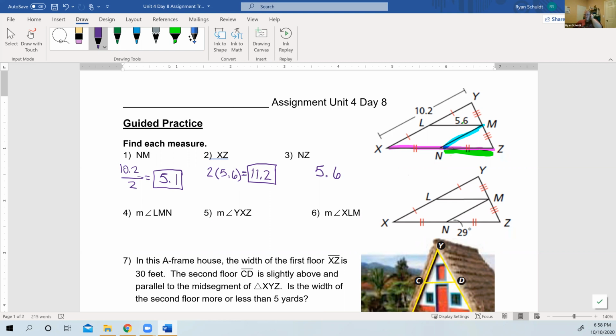Now the next ones are dealing with angles. So the first one they ask about is angle LMN. Well, what do I know here? If I kind of sketch these out some, it almost looks like I got me a set of parallel lines. Because I do.